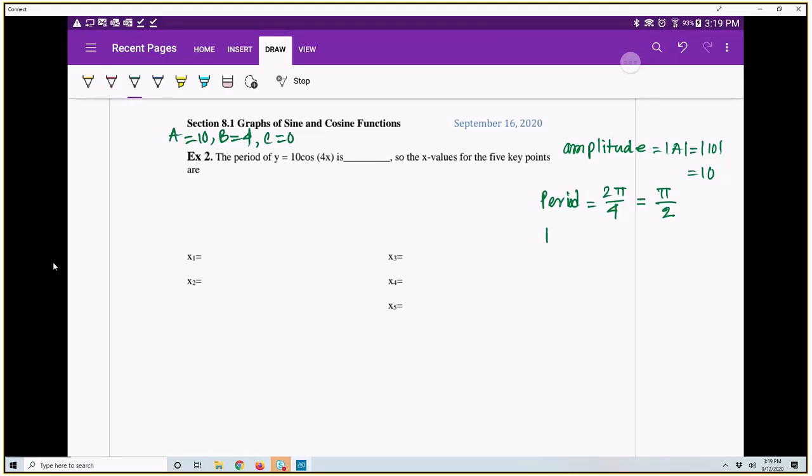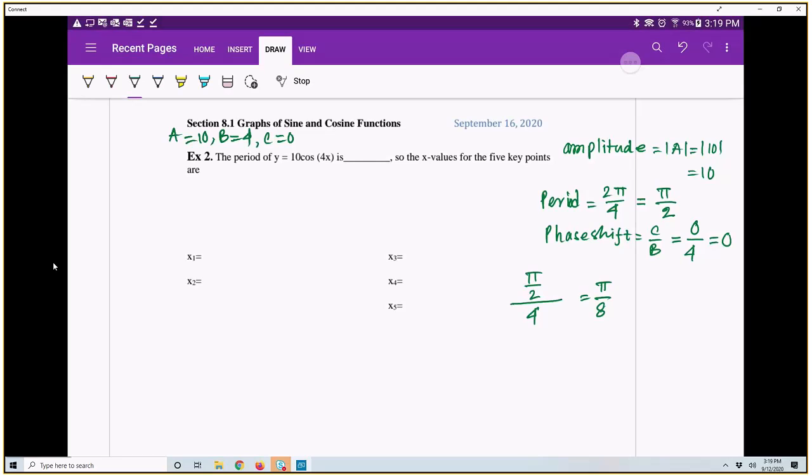What is the phase shift? Well, the phase shift for this function is going to be c over b, with the value of c being 0. Doesn't matter what b is, it's still 0. So we start at 0. Now we need to understand our basic key points. Remember the process: you start with the period and divide it by 4. So you get pi over 8.